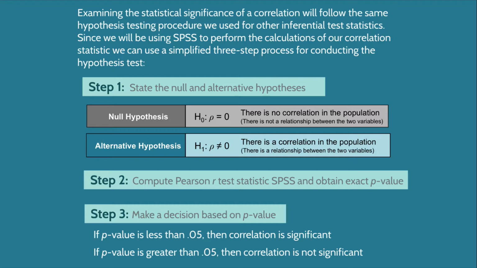The second step would then be to compute the Pearson R test statistic in SPSS and obtain the exact p-value. And then finally, in step 3, we would make a decision based on that p-value. If the p-value is less than 0.05, then the correlation is significant, and there is a significant relationship between variables. If the p-value is greater than 0.05, then the correlation is not significant, and we would fail to reject the null hypothesis and conclude we do not have evidence for a relationship.